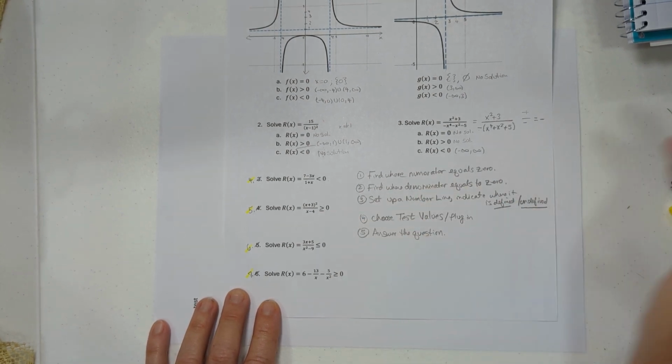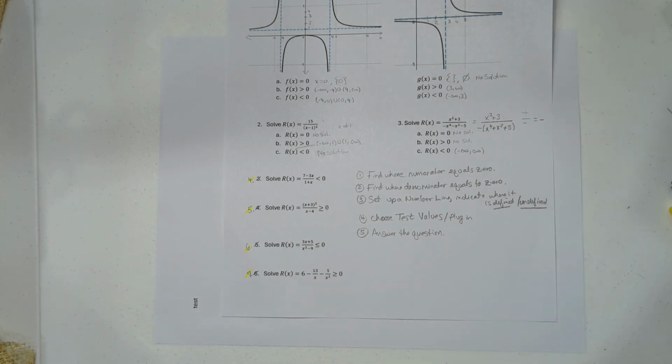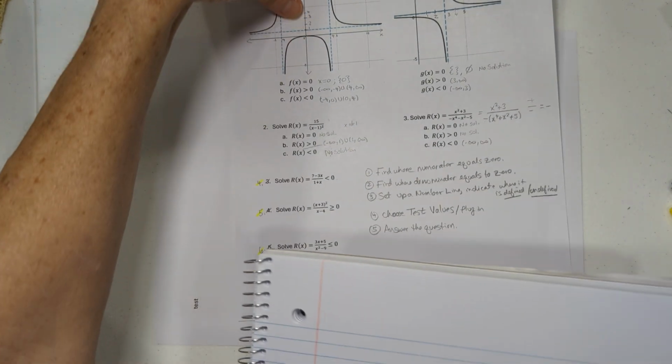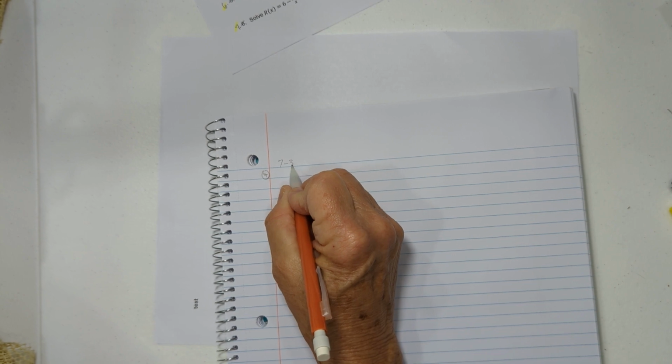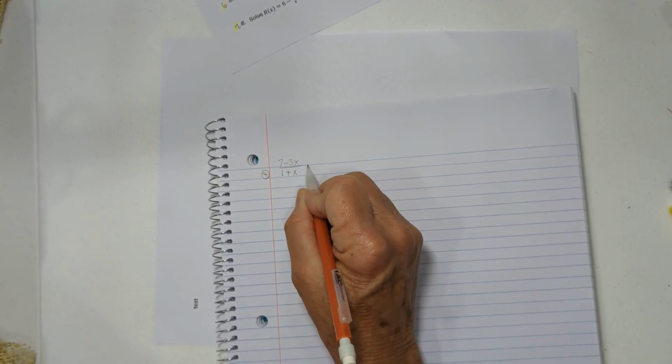All right, so these are the steps we're going to follow. I'm not going to write these down every time, but I will talk you through them. So it goes like this. For the first one we're given, number 4 is 7 minus 3x divided by 1 plus x is less than 0.